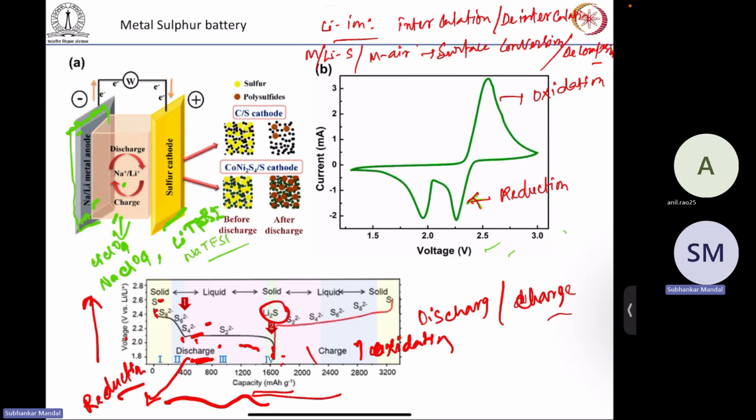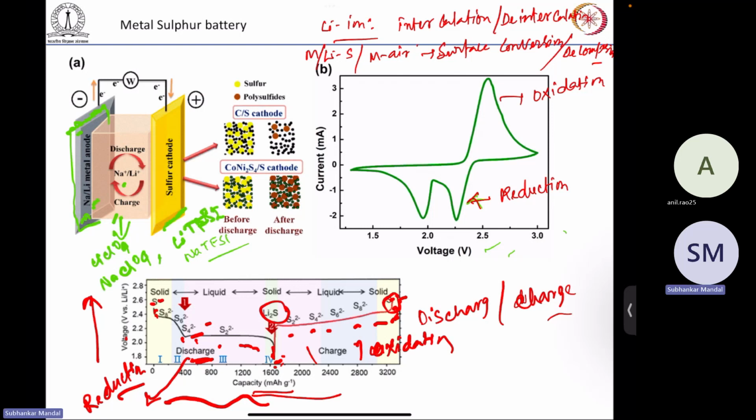So when people say the battery is discharging, that means reduction is happening. And when we are charging the battery, that means oxidation is happening. Here you can see in the charging process, the reverse process is happening, and when the charge is complete, sulfur is formed. Initially it is sulfur, and after charging it will be sulfur again. After complete discharge it will be Li2S. So this is the sulfur battery.